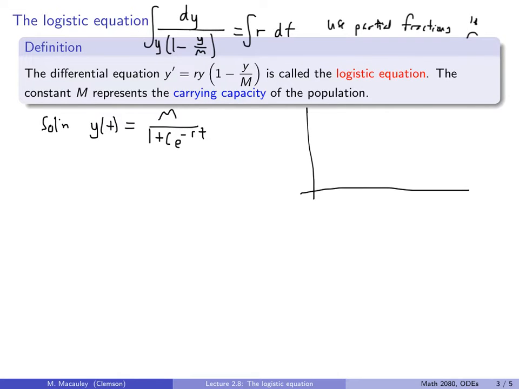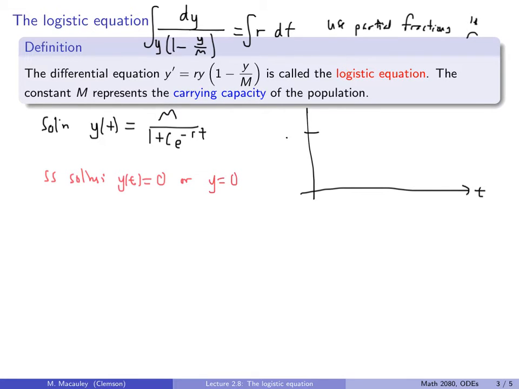Now let's plot the solutions here. Remember, we learned how to do that in the first section. There are two steady state solutions. The steady state solutions are y of t equals, remember how to do this? Set this equal to 0 and solve for y. So either y is 0, or this term is 0, which happens when y is equal to m. y equals m.